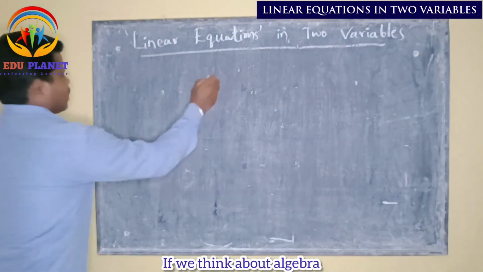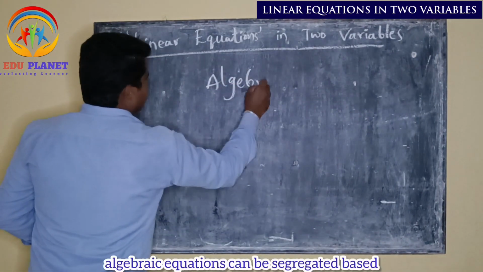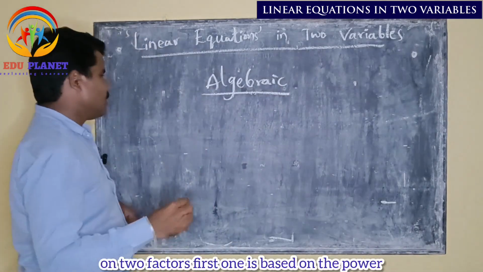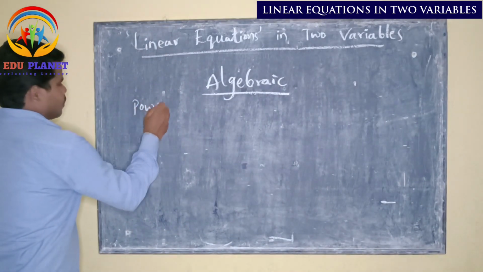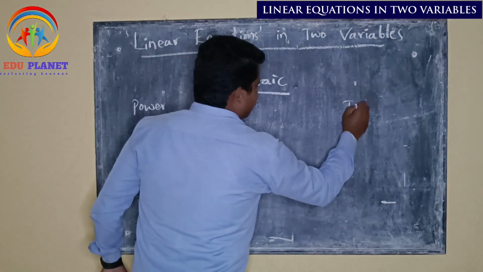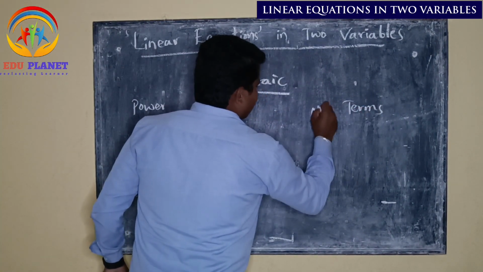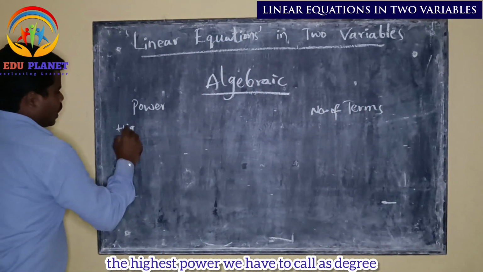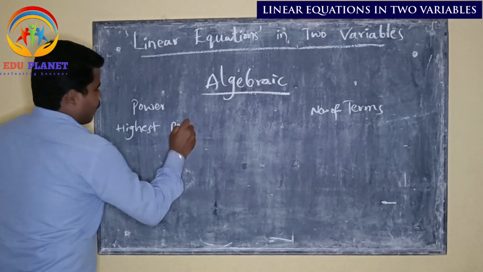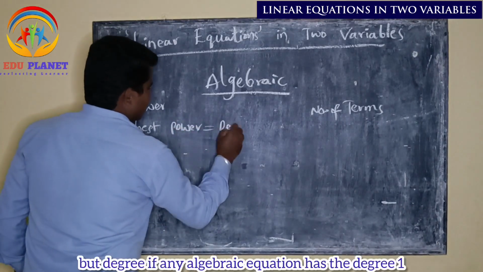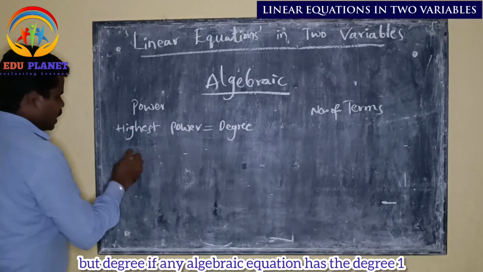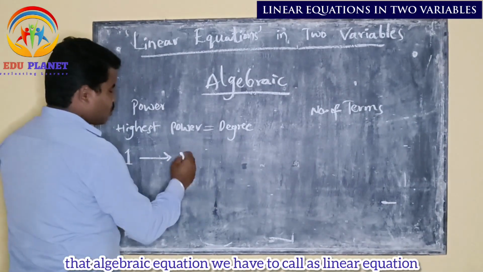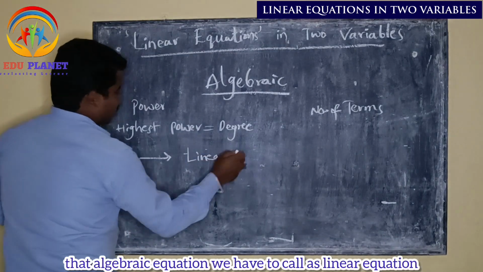If we think about algebra, algebraic equations can be segregated based on two factors. First one is based on the power. Second one, number of terms. The highest power we have to call as degree. Highest power is nothing but degree. If any algebraic equation has the degree 1, that algebraic equation we have to call as linear equation.